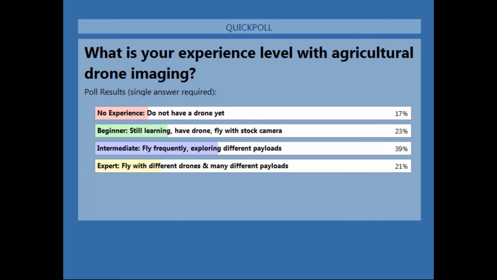You start with an RGB imager, and then you want more functionality, and you upgrade. So this is great to see.